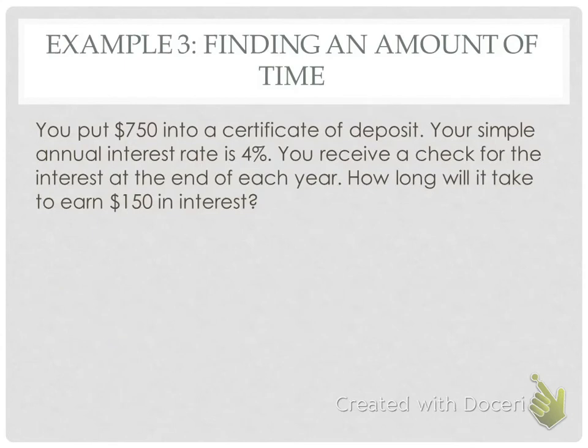One more example. Okay, in example 3, we're just solving for a different part of the equation. I equals PRT. Okay, so now it says you put $750 into a certificate of deposit. Your simple annual interest rate is 4%. You receive a check for interest at the end of each year. How long will it take you to earn $150 in interest? So now, what is it asking us to solve for? Time. How long? All right, so if it's asking us to solve for time, it means that we know the value of all the other variables.